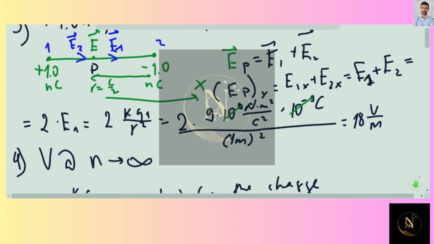So k is 9 multiplied by 10 to the power of 9 newton meter squared per coulomb squared. We multiply it by the charge and divide by the squared distance. So it equals 18 volts per meter.